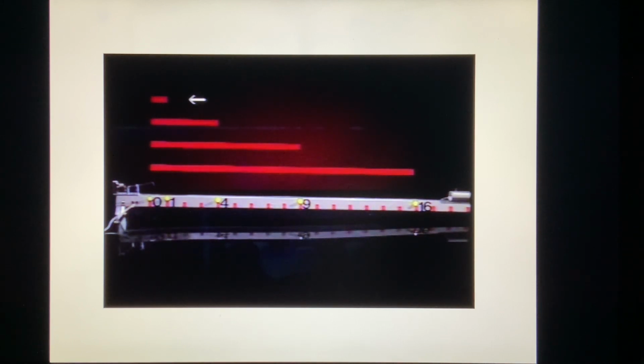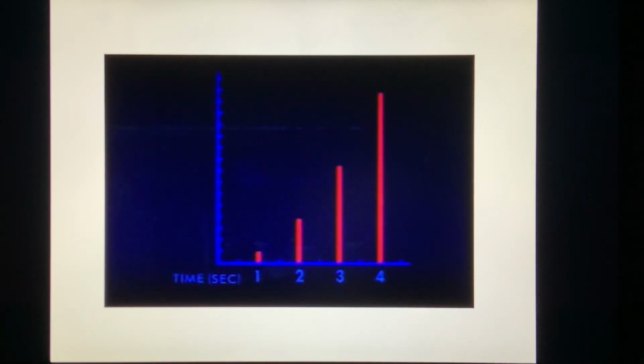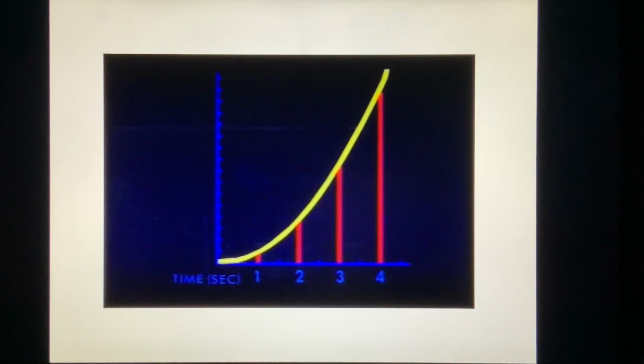This is how far the ball traveled in the first second. This is how far the ball traveled in the first 2 seconds, 3 seconds, 4 seconds. We will move this distance up to a graph to keep track of position versus time. Does position change linearly over time?